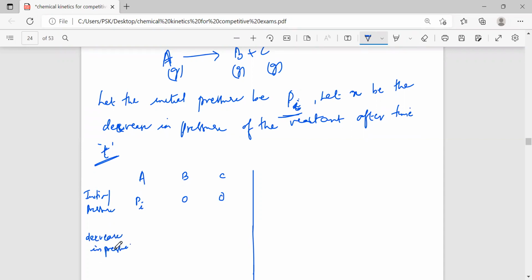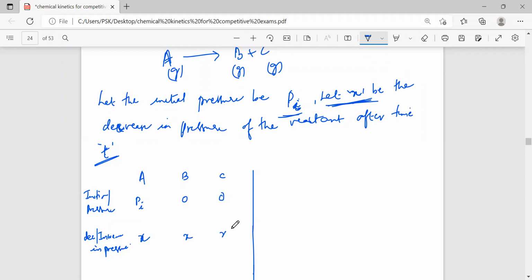Decrease in pressure of the reactant and increase in pressure. Just a moment, there's no space here. So I will write it like this: decrease or increase in pressure. Now decrease in pressure of the reactant, as per the statement, what is that decrease? Let X be the decrease in pressure. That means X is decreasing. Now reactant from Pi, it decreases by the factor of X. It means, what is that? The product formed will be what?